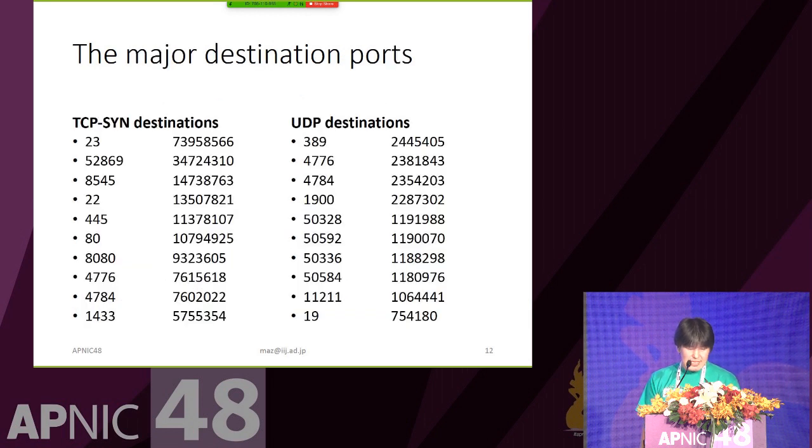So the major destination port was 23, TCP 23. No surprise: Telnet, right? Because we have many IoT devices that are still using Telnet as the control channel. And some others: 52869, 5 4 5 2 2, right? Pretty common port numbers. And once there is some security hole on a particular port number, yes, we see a spike for that port as well. And the UDP ports as well.